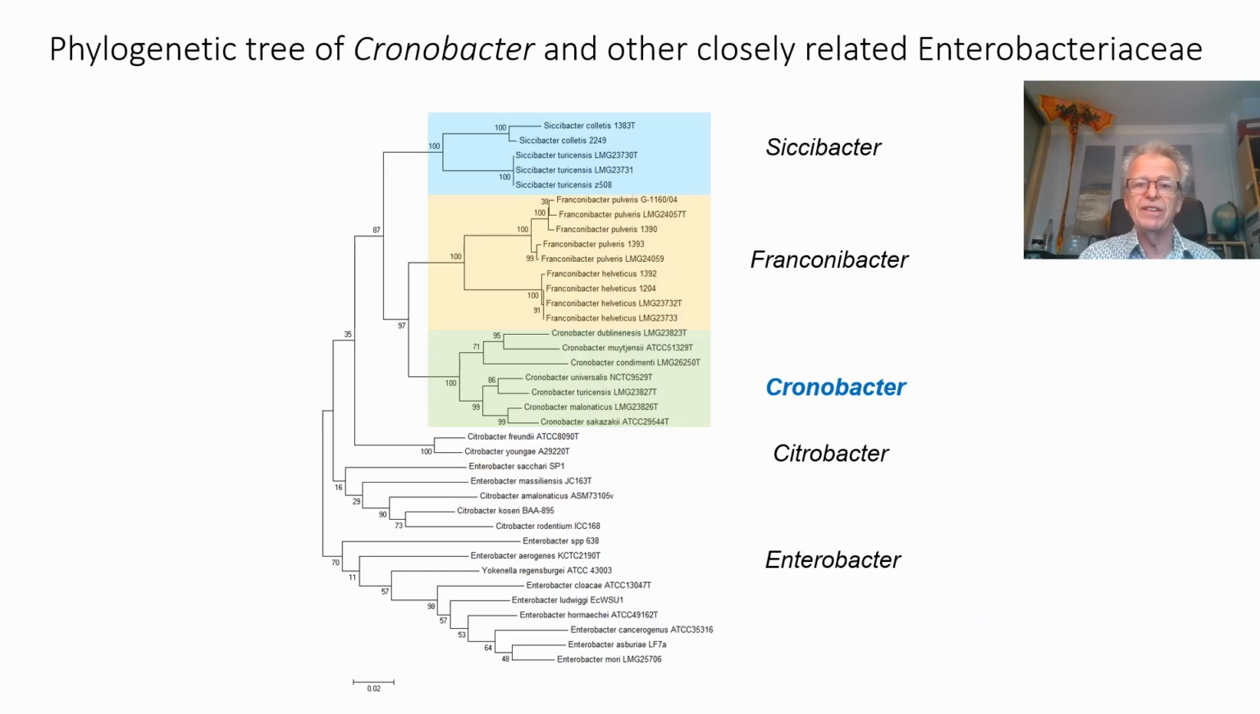Now here's a phylogenetic tree. We have our familiar Citrobacter down here, and Enterobacter, which is still a bit of a mixed group. Then we have 3 groups here: Siccibacter, Franconibacter, and Cronobacter. And so we have the cut-off here for genus, and then we have our 7 species of Cronobacter here. Then we have Franconibacter and Siccibacter up here. So these are the ones which we are concerned with here in our story with regard to infant infections.